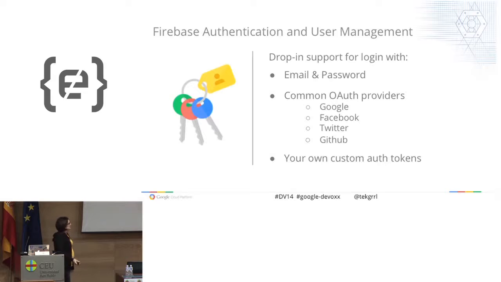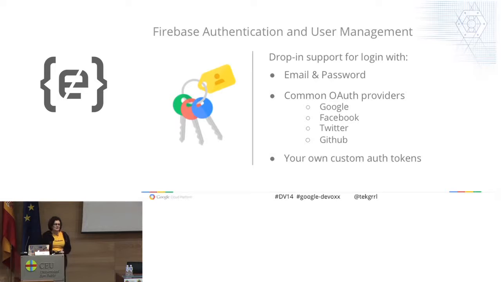And we've kind of touched on this already. This is the second thing that we wanted to talk about when it came to Firebase: Firebase Authentication and User Management. So it has drop-in support for using email and password. Very, very easy to implement, but it also supports the four most common OAuth providers, such as Google, Facebook, Twitter, and GitHub. We have an example of GitHub coming up as well.